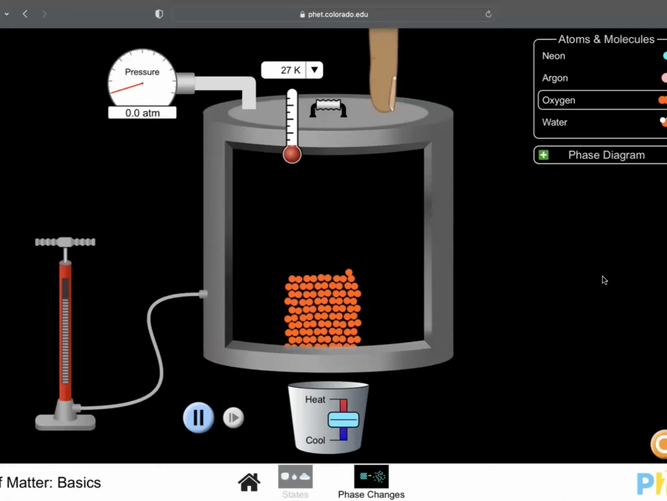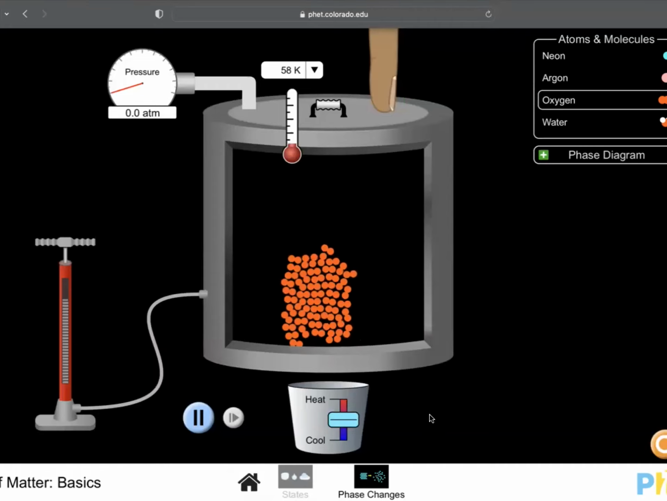The only particle movement we have is vibration. So they're all vibrating in place, but they're not really sliding past each other. They're not moving around very rapidly. Right now, I'm going to heat that solid, and as it absorbs that heat, notice that the kinetic energy of the particles increases. So they are moving faster and faster.